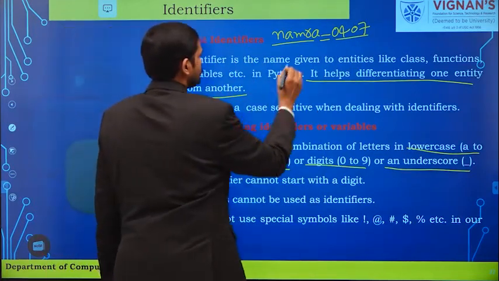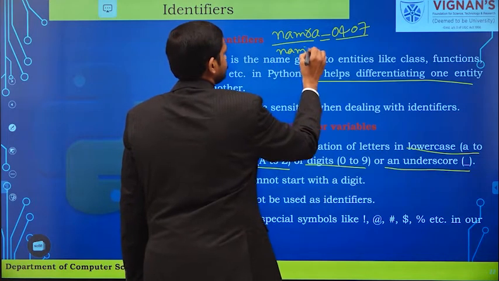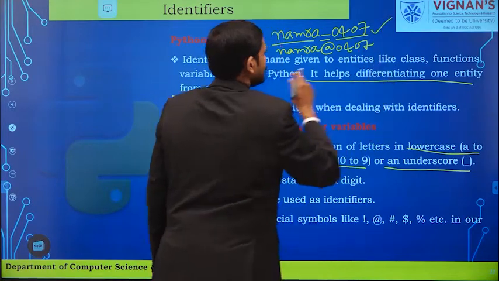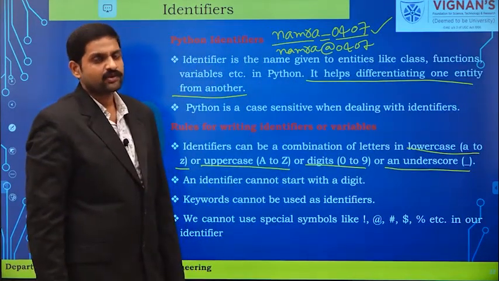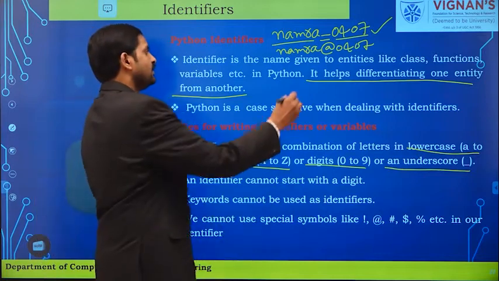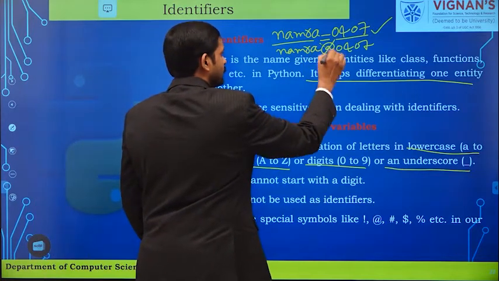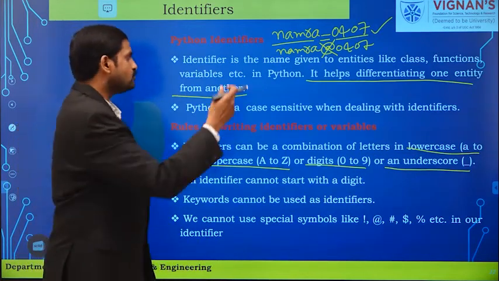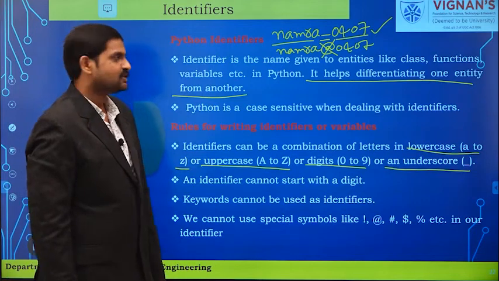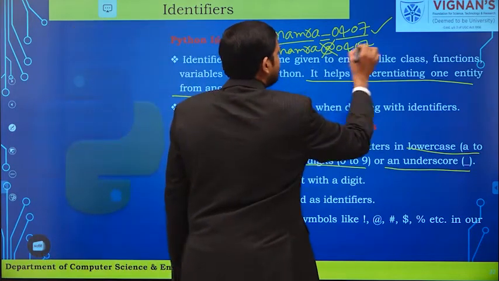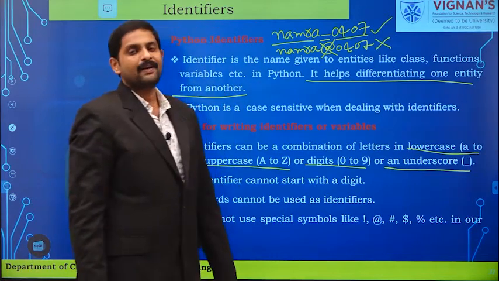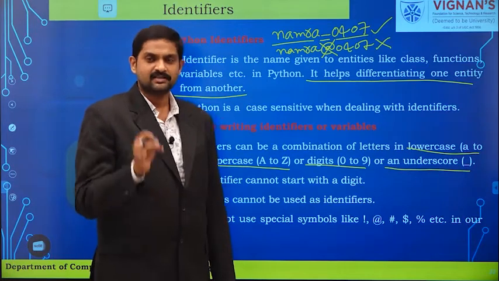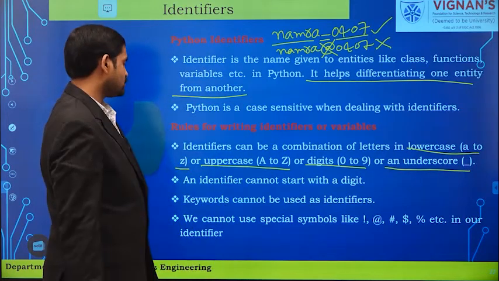Suppose Namra@ is it the correct identifier? No. Why? Because the at-the-rate symbol is not permitted in an identifier. That's why this kind of identifier is not allowed by Python. It should be a combination of lowercase letters, uppercase letters, digits or underscores only.